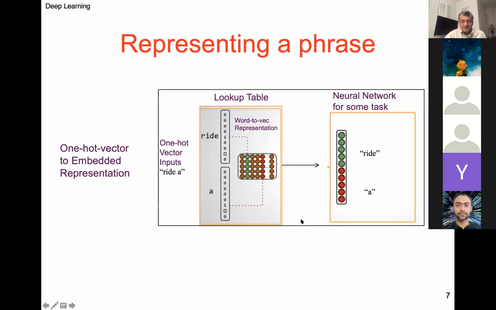So we can extend this to phrases, from one-hot vector to embedded representation. One-hot vector inputs "ride" and "a", and we're using a word2vec representation here. That gets mapped through some neural network for some task. The phrase "ride a" is somehow combined: the network takes the one-hot for "ride" and the one-hot for "a", and they're somehow merged together to create the representation for the phrase "ride a".